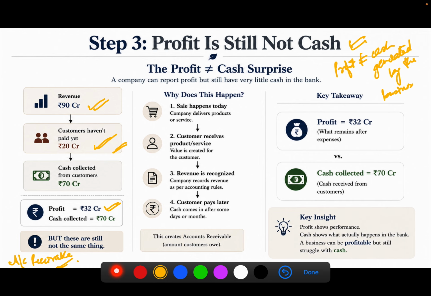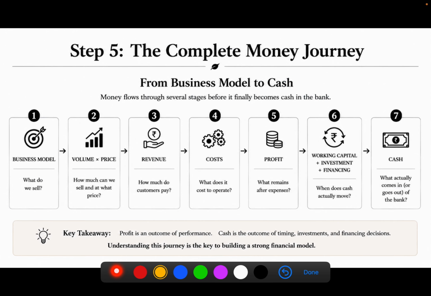And this is exactly why profit and cash are two different concepts. Profit tells us about the financial performance. Cash tells us what is actually happening to the company's bank balance. So let's now put everything together. This is the complete financial journey of a business.